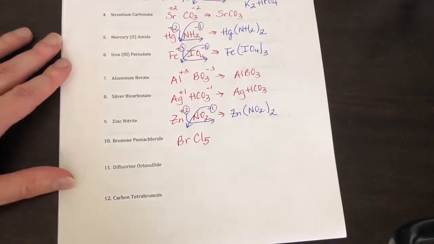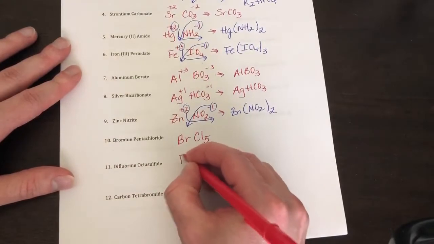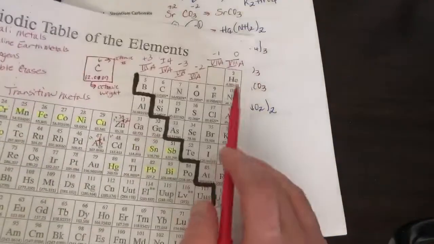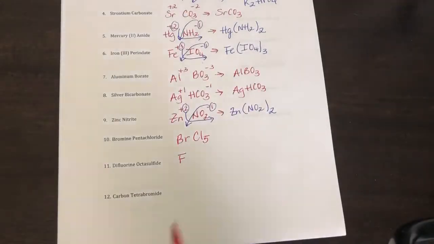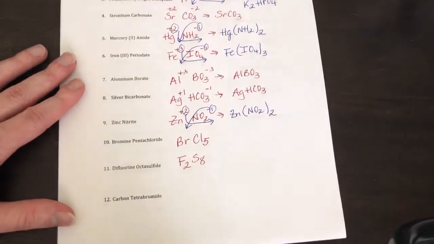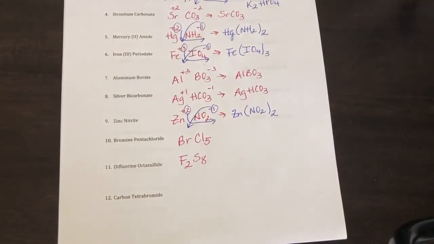Difluorine octasulfide. Okay, fluorine is F. It's to the right of the zigzag line. So we're going to use our non-metal rules. So it's F2S8. That's how we do that one.